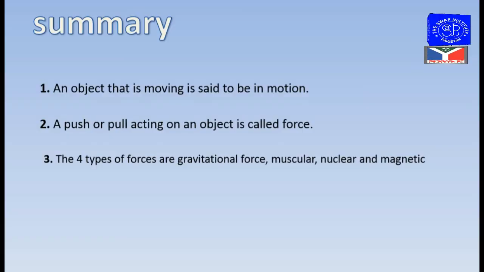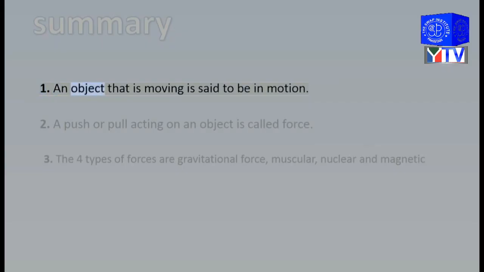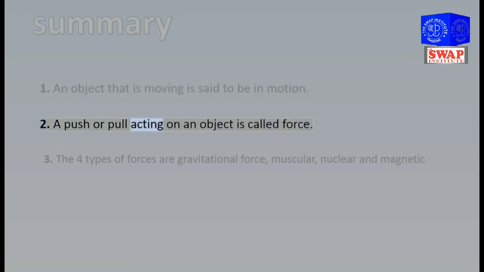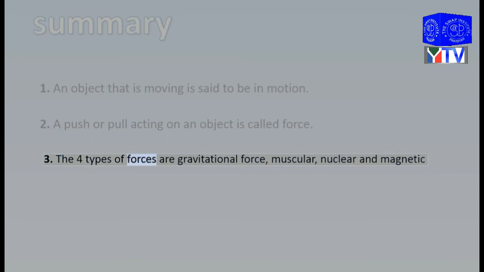Summary. 1. An object that is moving is said to be in motion. 2. A push or pull acting on an object is called force. 3. The four types of forces are gravitational force, muscular, nuclear and magnetic.